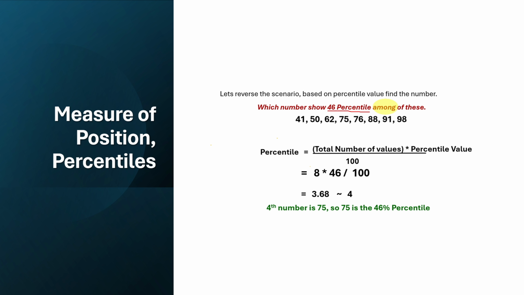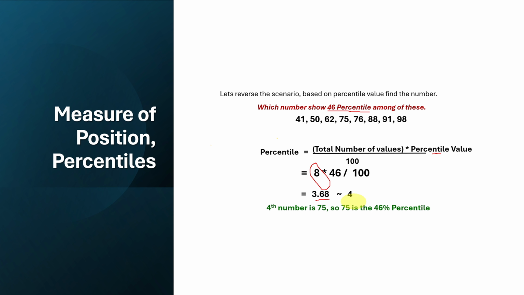Which number shows the 46th percentile among these? So 1, 2, 3, 4, 5, 6, 7, 8. You have 8 of these. So the formula is the total number of values multiplied by the percentile value. The percentile value is 46, so we put 46 over here. Total number of values is 8. So 8 into 46, divided by 100, and you get the answer 3.68, which is approximately equal to 4. So the fourth number is 75. So 75 is the 46th percentile. That's how easy it is.